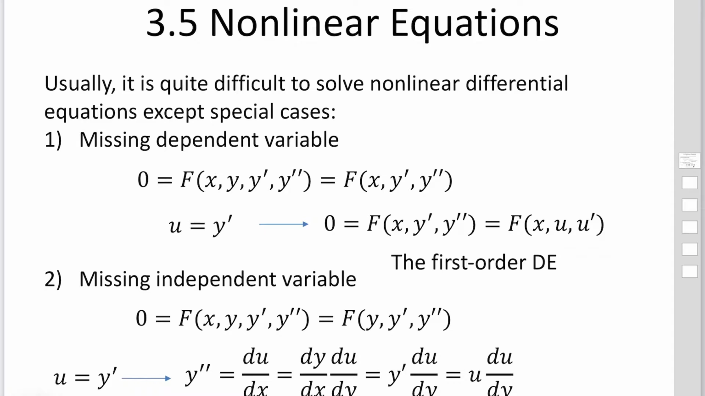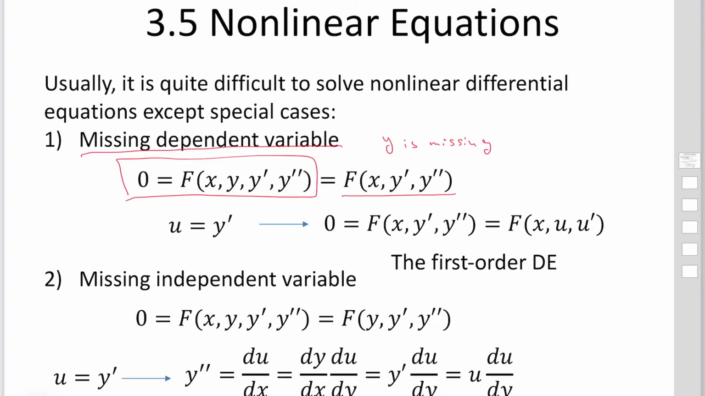A second order differential equation is expressed as 0 equals capital F, a function of x, y, y prime, and y double prime. This is a general form of the differential equation. The first case is a missing dependent variable, so there is no y in the function F. So y is missing.